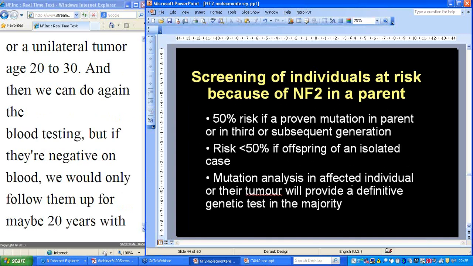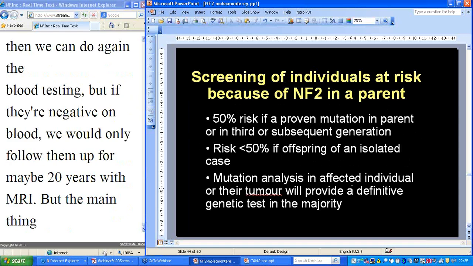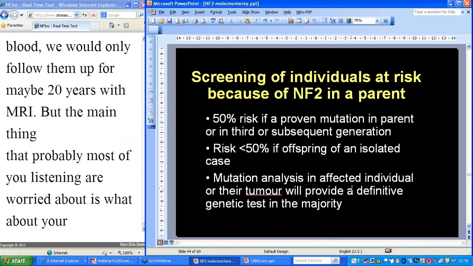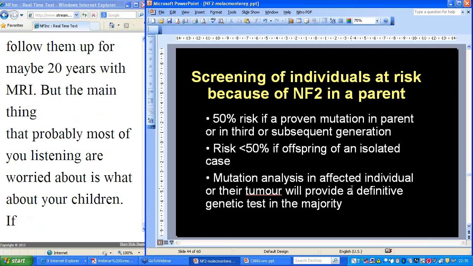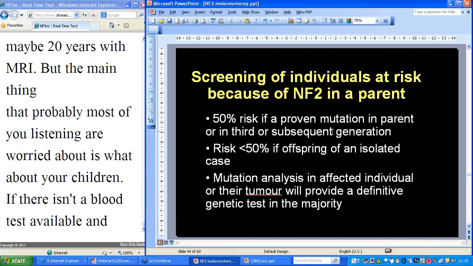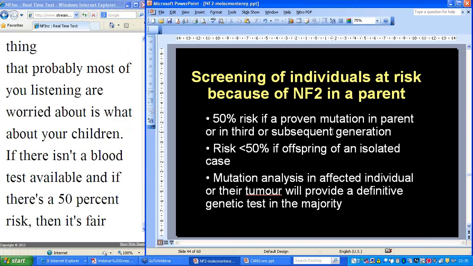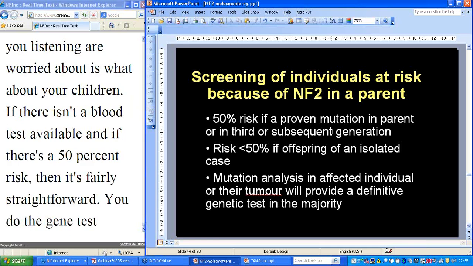But the main thing that probably most of you listening are worried about is what about your children if there isn't a blood test available, and if there's a 50% risk, then it's fairly straightforward. You do the gene test, and hopefully you can then have a definite yes/no answer as to whether they've got NF2.